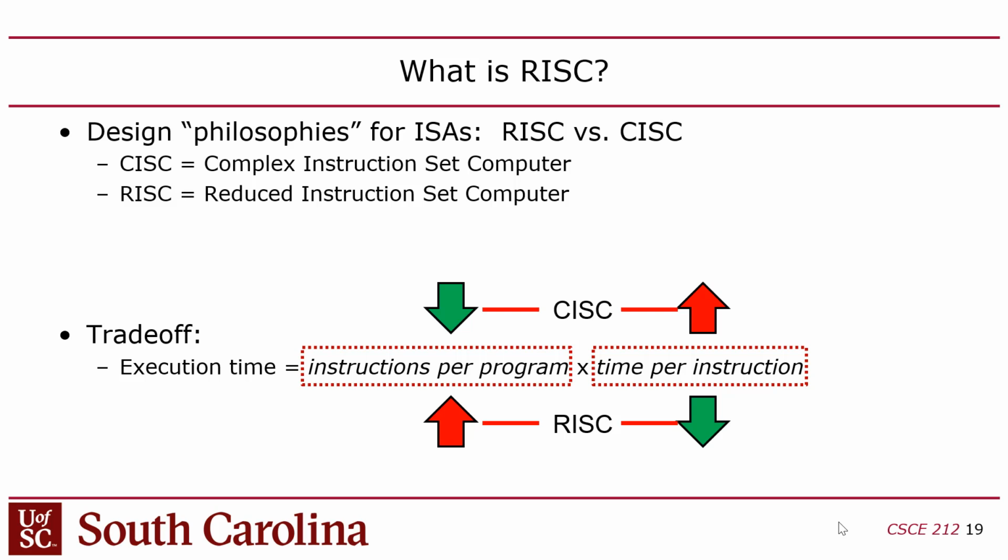So as I mentioned, RISC-V is named after the reduced instruction set computer. That's what RISC stands for. And basically the idea is that you want to make each instruction as simple as possible, so you can achieve a very high rate of instruction execution.